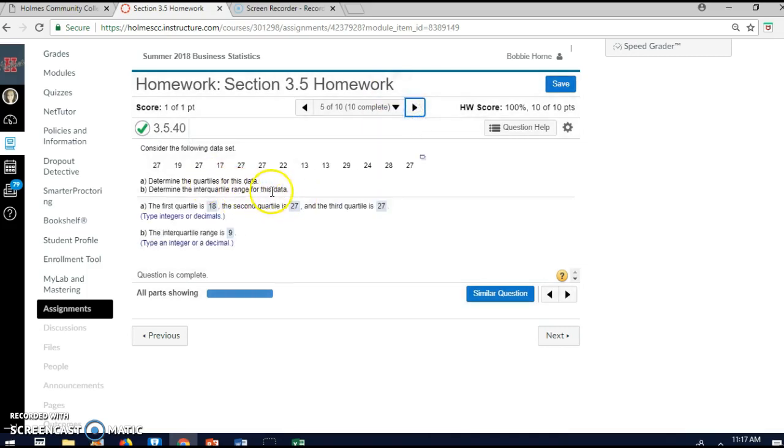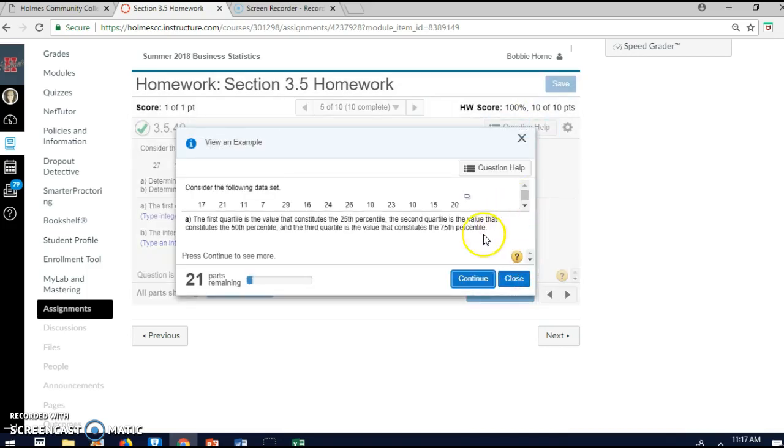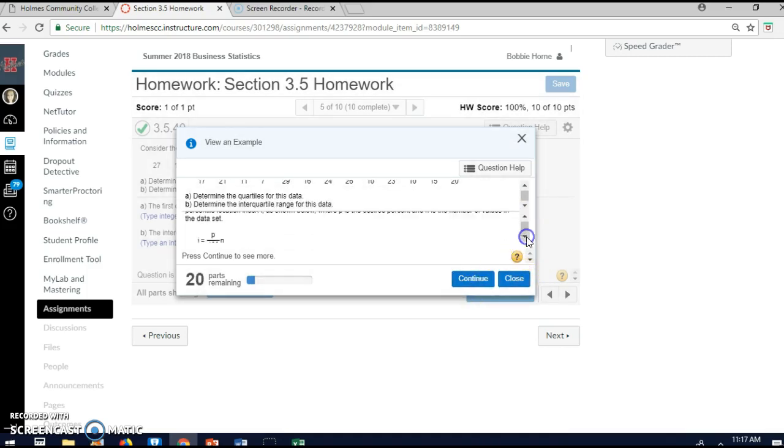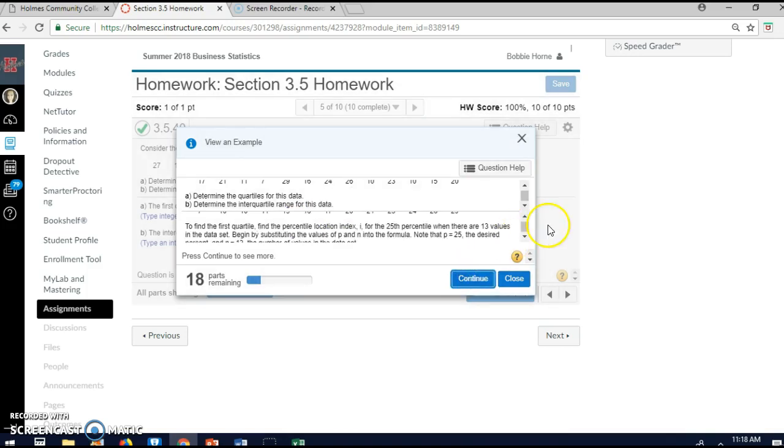Now, to determine the quartiles for this data, the first quartile, the second quartile, and the third quartile, if you want to do that by hand, let me show you the formula. So you do i equals P over 100 times n. You want to rearrange the data always from smallest to largest.